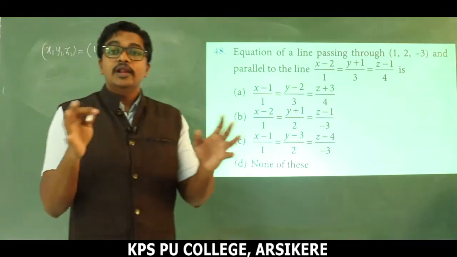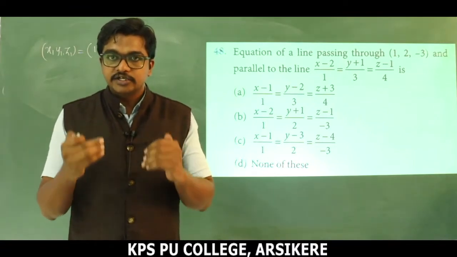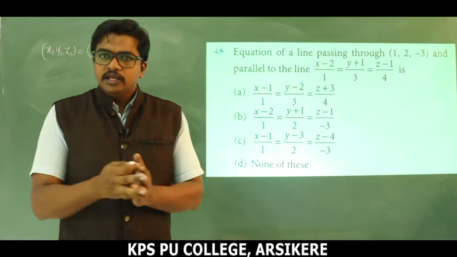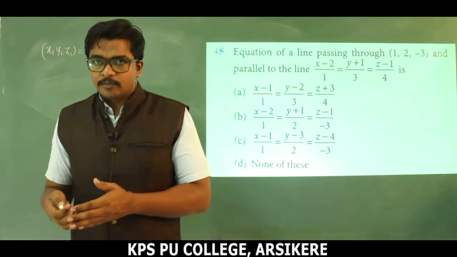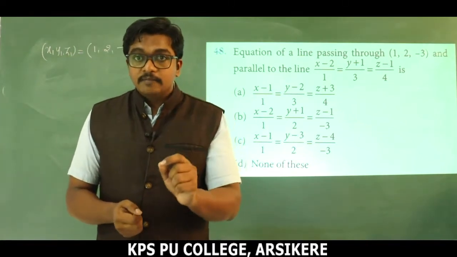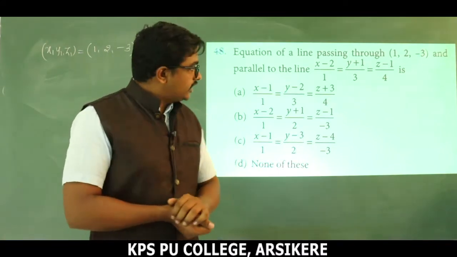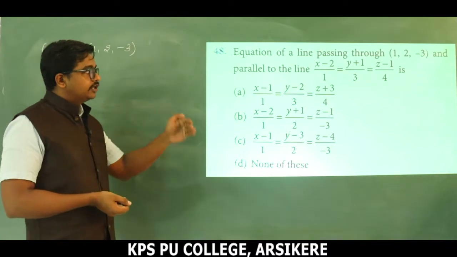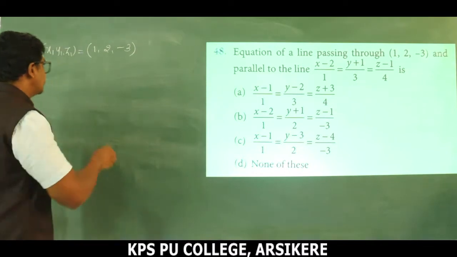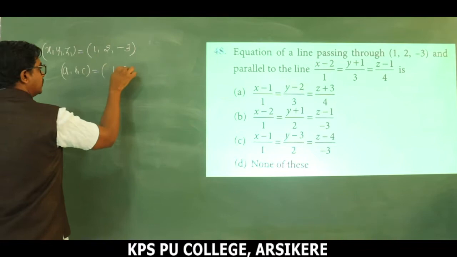Remember, when two lines are parallel, corresponding direction ratios are equal or they are proportional. If they are equal, we consider the same thing. If they are proportional, we consider the same thing. Right? So directly you can take here the direction ratios of the required line, a comma b comma c, is equal to what we have here, 1 comma 3 comma 4.